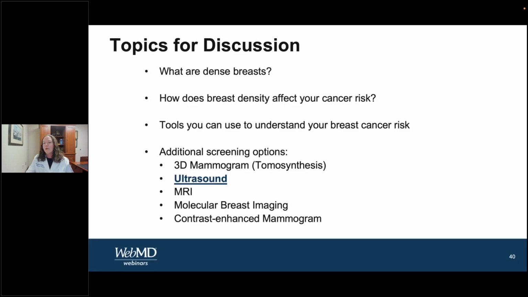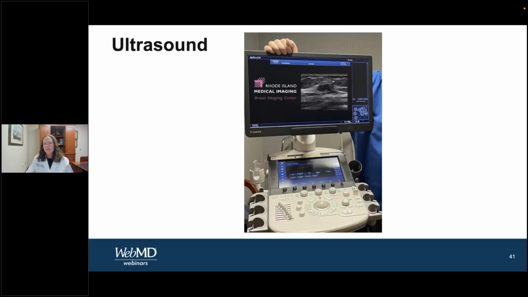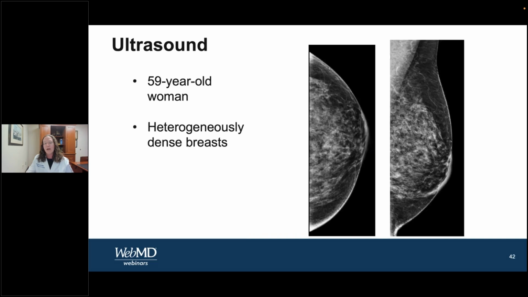So now we're going to talk about ultrasound imaging of the breast. So this is what an ultrasound machine looks like. Again, from the patient perspective, you'll have the little probe, just like when you're pregnant and you get a prenatal ultrasound. The probe will go on your skin, and we're able to use sound waves to visualize the breast tissue underneath the skin. But this is the machine and the type of image that we get to interpret. So here's another case example for you.